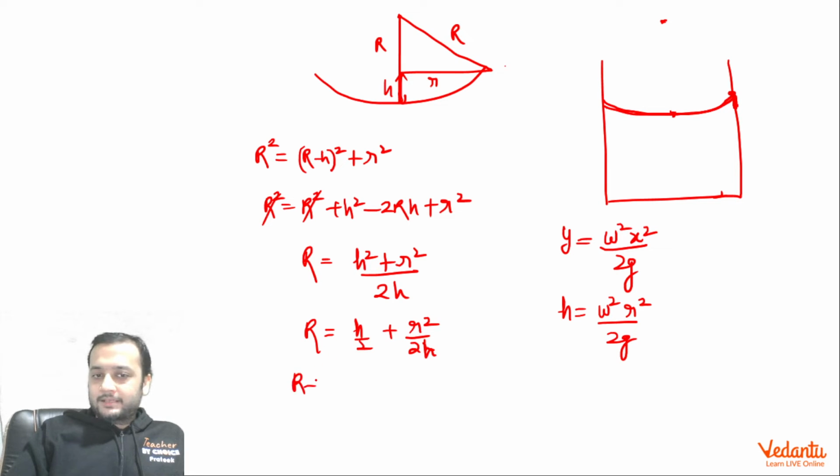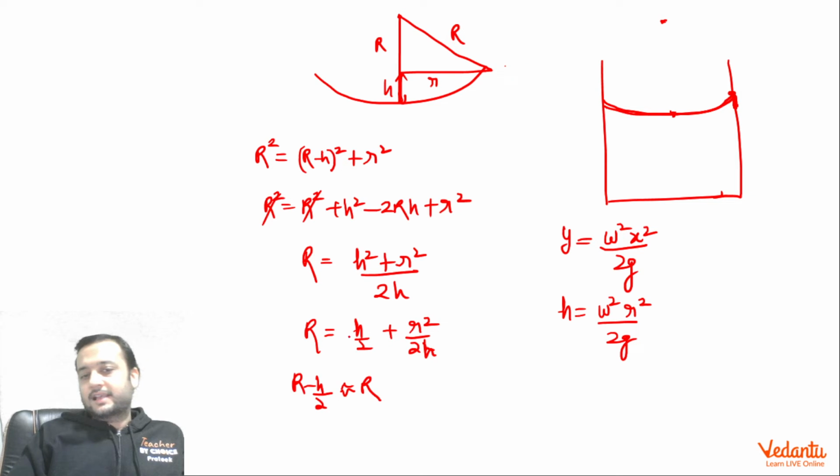Now, R minus h by 2, can we say that this is approximately equal to R? Because capital R is super large compared to small h. So if you see, then we can say that a small h by 2 can be neglected in front of this. Or we can say R minus h by 2 is almost equal to capital R.